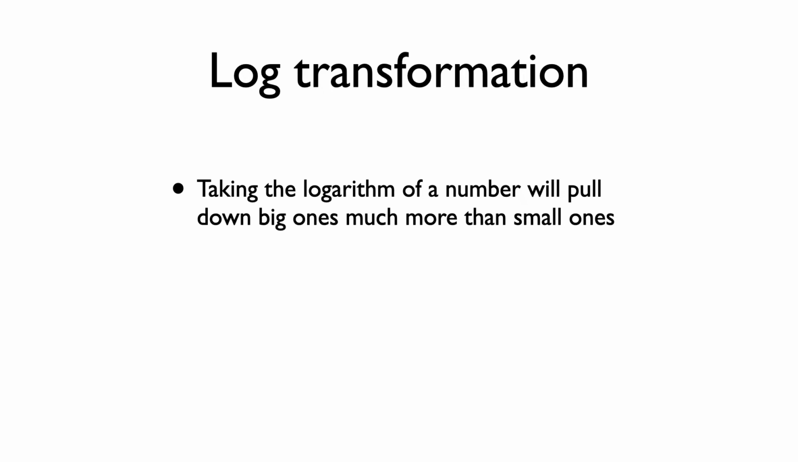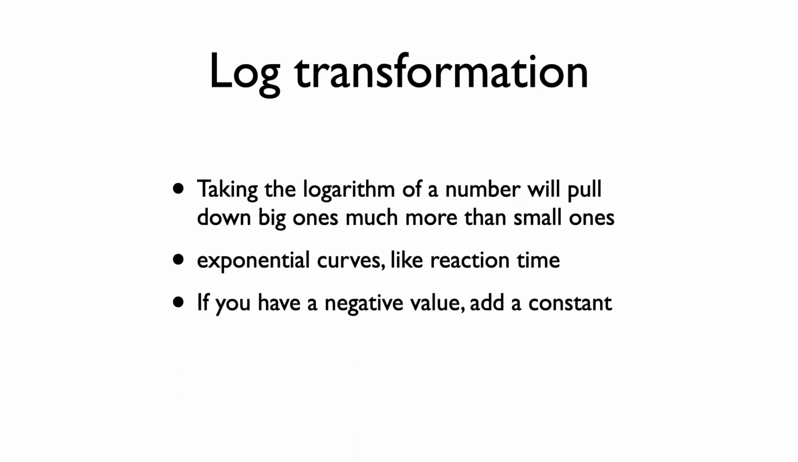So let's take the log of something. Any exponential curves, like reaction time or growth of viruses. Think about reaction time. When it gets to the very end, there's going to be a lot more variance, and there's a very, very small one, right? Negative values are a problem. You can't take a logarithm of anything 0 or less. They're undefined. Those numbers don't exist.